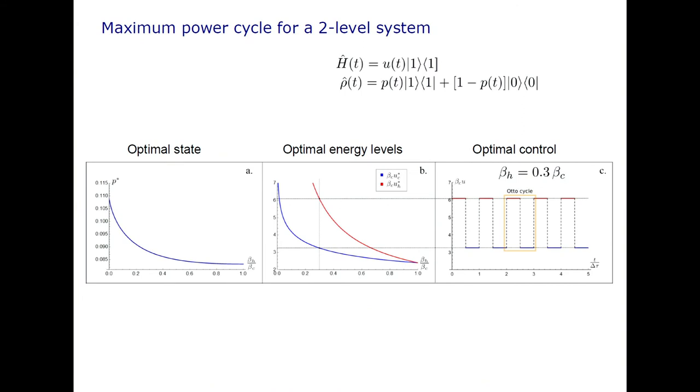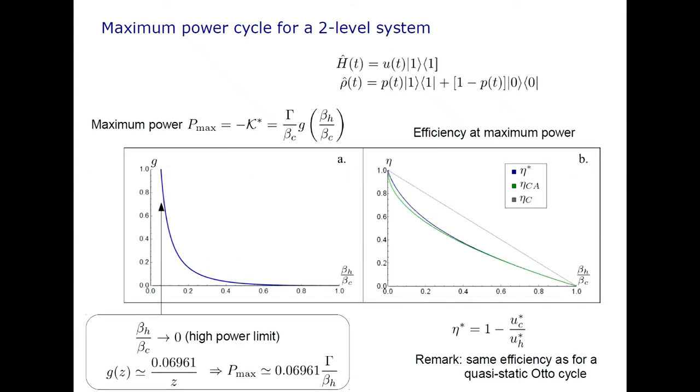And this is exactly the optimal control result. You have to go to one particular state with a given value of optimal P star for a given temperature ratio. And then around this quantum state, you switch the energy level between two particular values of U, exactly as in a standard Otto cycle. I change the energy level, I thermalize a little bit, I change the energy level, I thermalize in the opposite bath. If I do this, I obtain exactly the maximum power of the heat cycle, for which we have this curve, and we also have the optimal asymptotic expansion in the limit of high power, and also an upper bound which can never be violated.